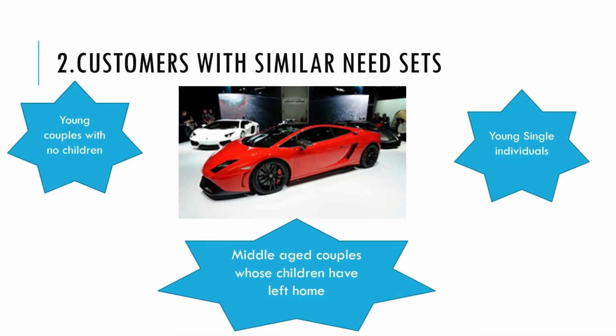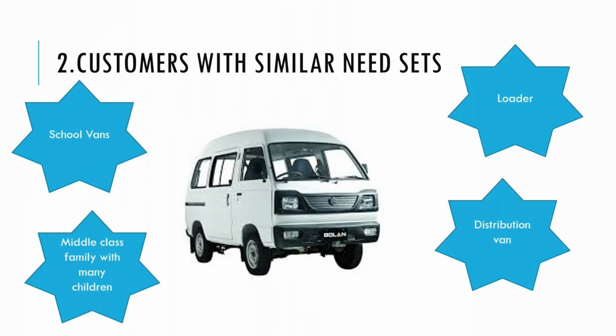Then the next step is to group consumers with a similar need set. For example, if someone needs a funny sporty automobile that is shown in the picture, it can be young single individuals and young couples with no children, or middle aged couples who can afford it and who do not have children, because this is a two-seater car and it is for the speed, for the race, for the style. So consumers can be clustered or grouped who have similar needs, so that a particular company can offer its product to a larger chunk of the customers. And this basically involves consumer research, in which you need to identify which customers have a similar need set.